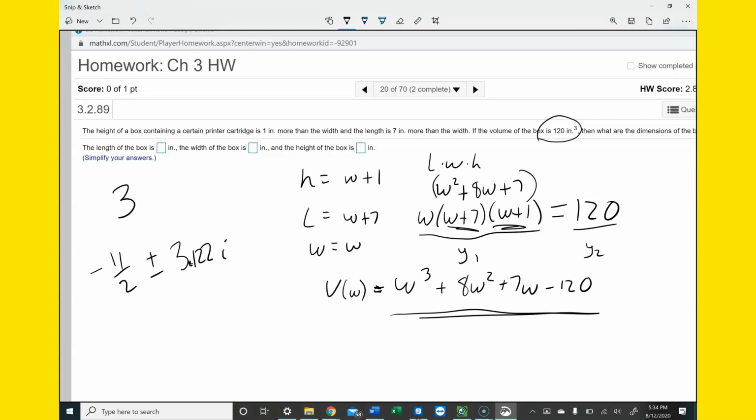Since this is a real life context of a problem that's talking about the width of a box, I know that the imaginary answers are not going to be relevant as far as the width of a box is concerned. So 3 is the answer I'm going for. If the width is 3, then the length is 3 plus 7, which is 10, and the height is 3 plus 1, which is 4. So there are the dimensions, and I can just type that into here to get the right answer.